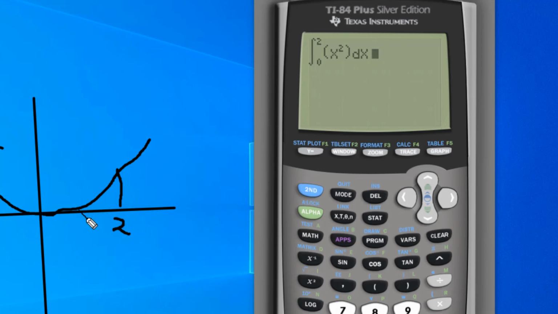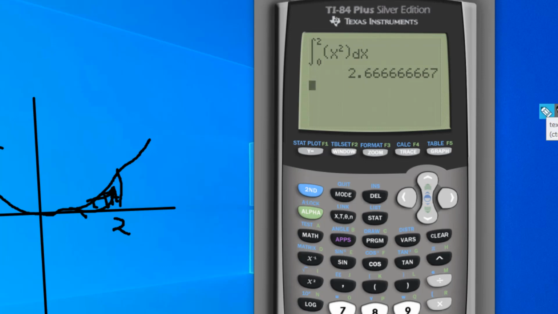What we're computing is the area that's bounded by the curve and the x-axis. So it's this area right in here. Okay. So if I hit enter here, it comes out to 2.66, or we can round this to 2.7. Okay. So that's the antiderivative, or the integral, using this shortcut.